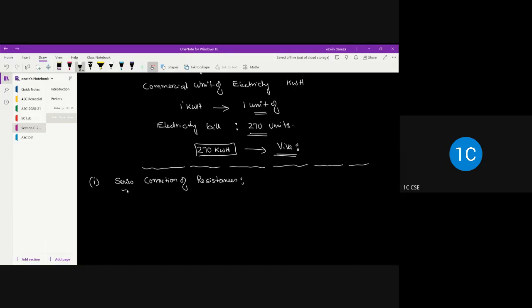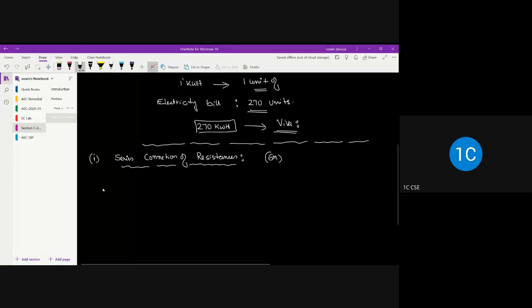Series connection of resistance, all fundamental equations. This you have already studied in your previous class. Even in basic electrical engineering, there can be some questions related to series connection of resistances as well as parallel connection of resistances. Normally they'll ask this type of questions for 6 marks.